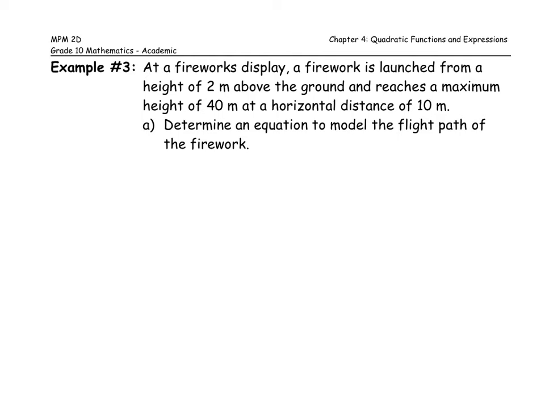So it says, at a fireworks display, a firework is launched from a height of 2 meters above the ground and reaches a maximum height of 40 meters at a horizontal distance of 10 meters. It's a lot of stuff there. It says, determine an equation to model the flight path of the firework.